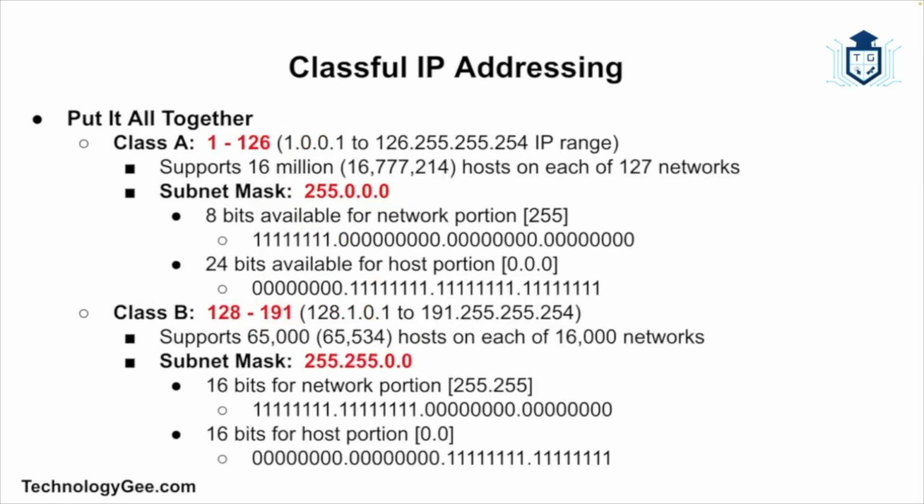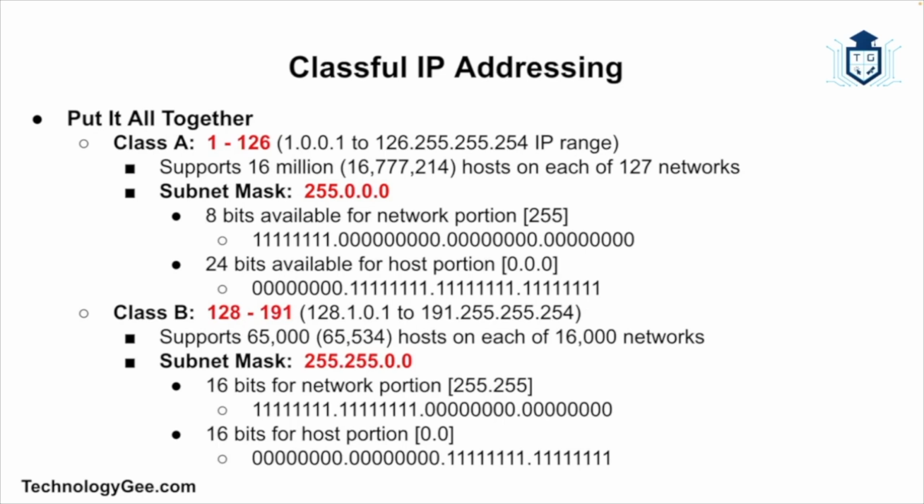So now let's go ahead and put all of this wonderful knowledge together. So once again, class A, if you see an IP address that starts with the number 1 going all the way to the number 126, that is a class A IP address, and they support 16 million hosts, and each of them has 127 networks, and its subnet mask is going to be 255.0.0.0, where the first 8 bits identify the network portion of that IP address, and the last 24 bits, which are all those zeros, identify the host IDs that can be assigned to devices on that network.